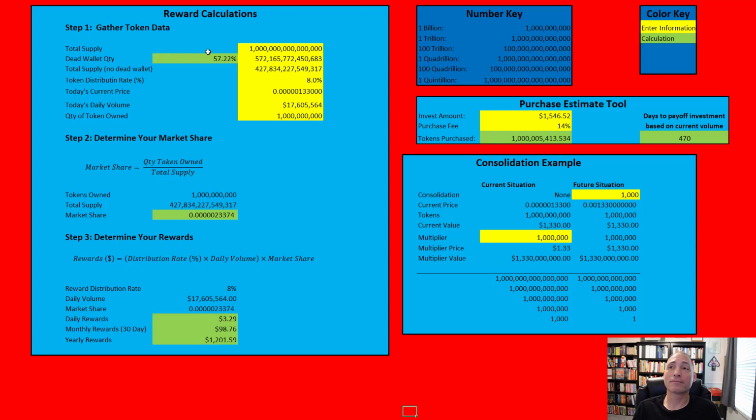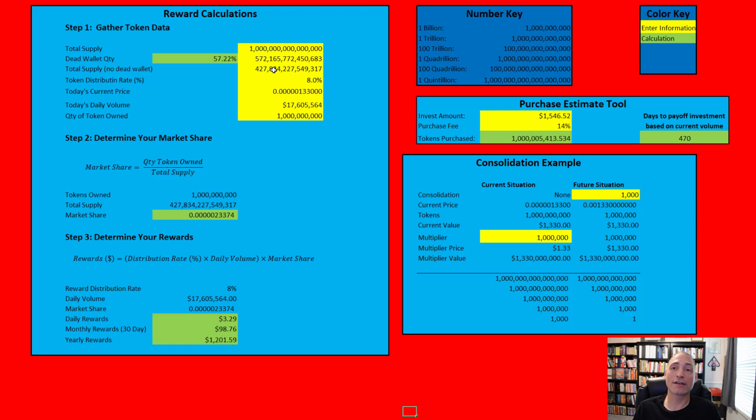So total supply for EverGrowCoin is 1 quadrillion tokens. Now when you add up all the addresses that I showed you on the previous page, you get to 572 trillion tokens. That's a lot of tokens. And all of those are excluded, so we end up around 42.7% of the holders are getting reflections.